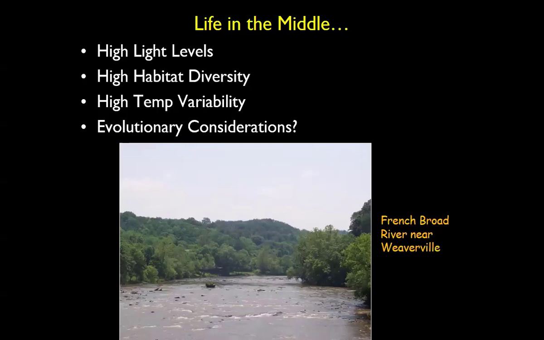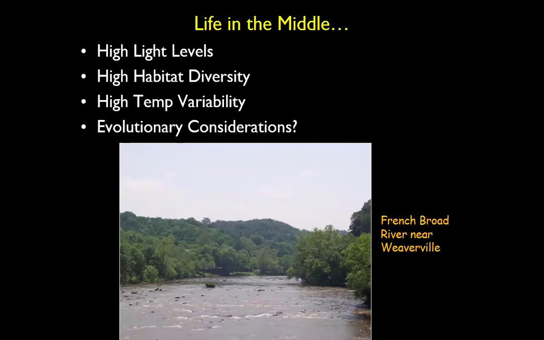And another reason that we find more species in the middle: if you imagine that we have a suite of species that do great in the lower sections of the river, and another suite of species that do great in the headwater sections of a river, their ranges could likely overlap in the middle sections of the river. So you also have that going on. The Goldilocks hypothesis, if you will.